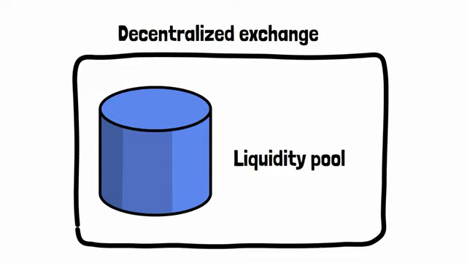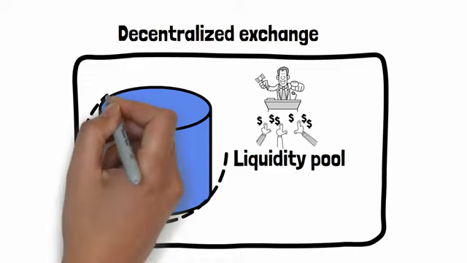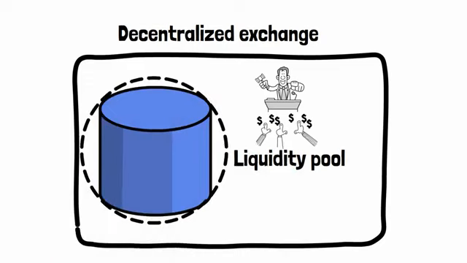A decentralized exchange allows anyone to buy and sell tokens on the blockchain. In a decentralized exchange, trading is organized in liquidity pools. A liquidity pool has two assets. For example, our liquidity pool will be Puff Ether. We will be able to buy and sell Puff against Ether.